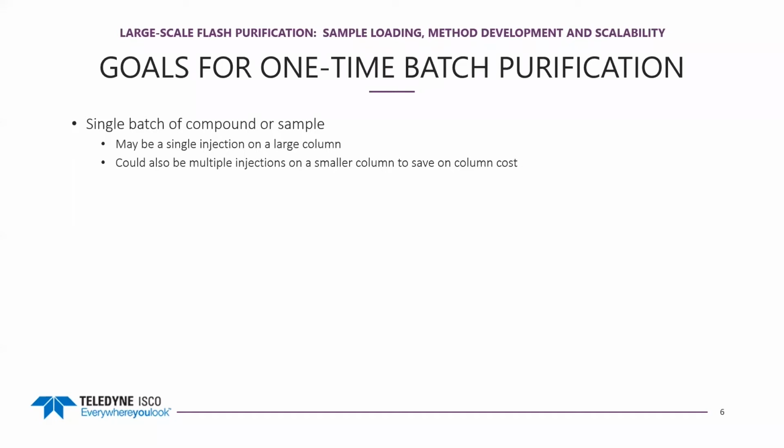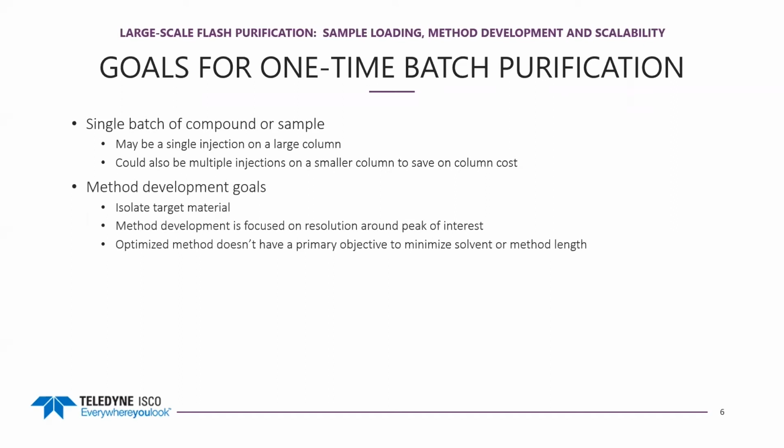Now we offer a 7 kilogram silica column in our REDISEP gold and REDISEP silver material. So you could go ahead and do a batch injection on a gold column of up to 1.4 kilograms, depending on your starting purity and the resolution of the impurities around it. You could load that much onto that kind of column and purify that amount.